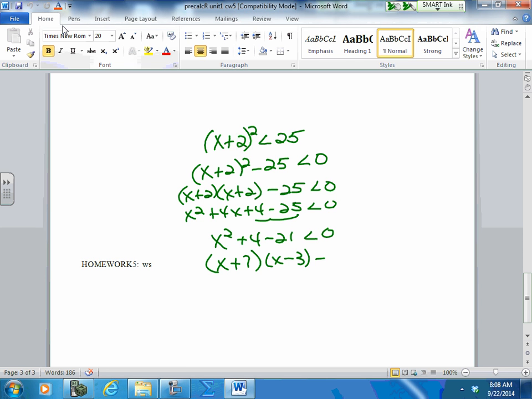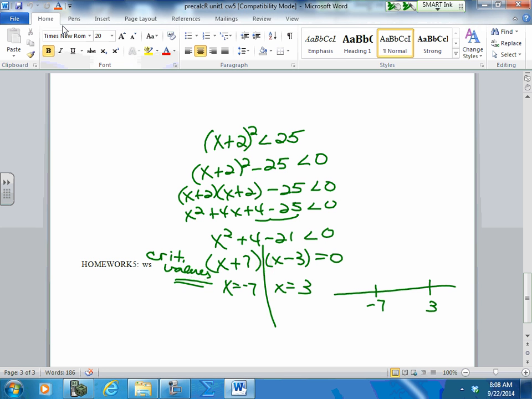Set this equal to 0. These are your critical values. Set them equal to 0. A lot of times there's no shortcuts. You have to follow order of operations. You have to follow all your sound practices that you've been learning over the years. Set your critical values up. Is it going to be an open circle or a closed circle? Excuse me. An open circle.